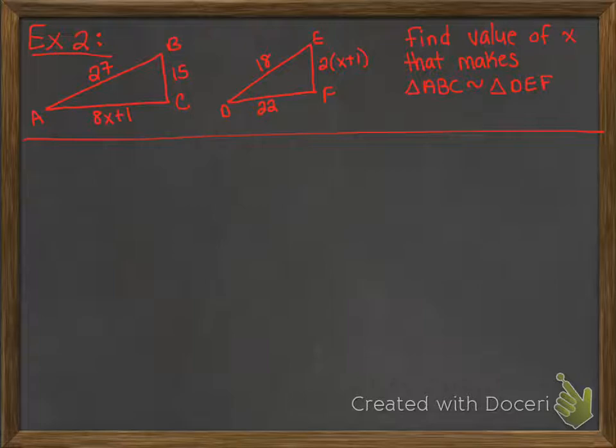Find the value of x. That makes triangle ABC. Listen, this is my question. Are we ready? Do you have your triangles drawn? No. Is it 2x and x plus 1?